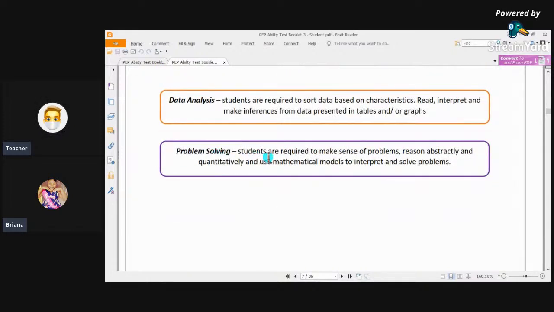Problem solving. Read this one for me again, Bruno.